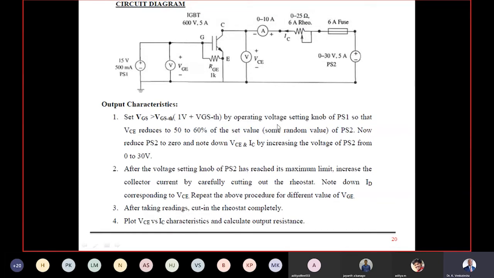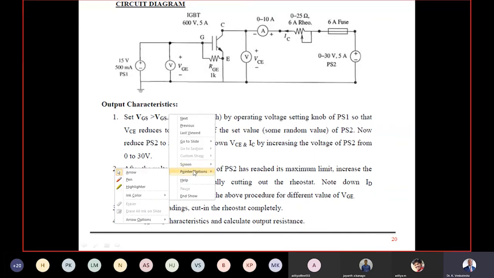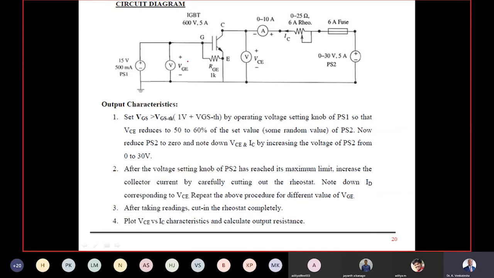It's a plot of output voltage VCE versus output current IC for a constant input voltage VGE. What we do, the very first point is the same thing. Set your VGE a little bit more than VGS threshold. Previously it was 5.1. I may put 5.5 or 5.6, some value such that VCE drops to 60% of the 30 volt which we have already set here. So it may come around 18 volts. That's my initial condition: set your VGE more than 5.5 volts such that VCE drops to 60% of 30 volt. Now the initial conditions are over.